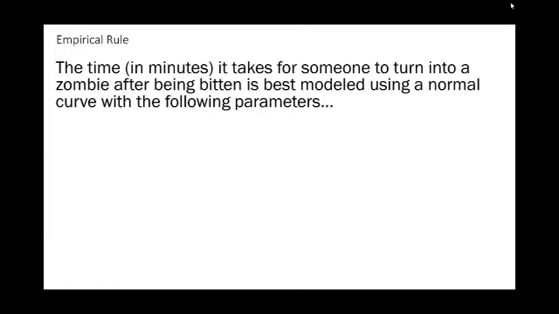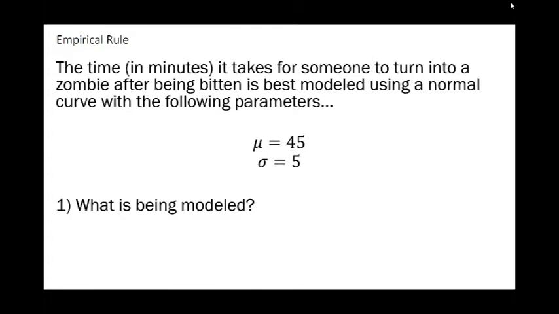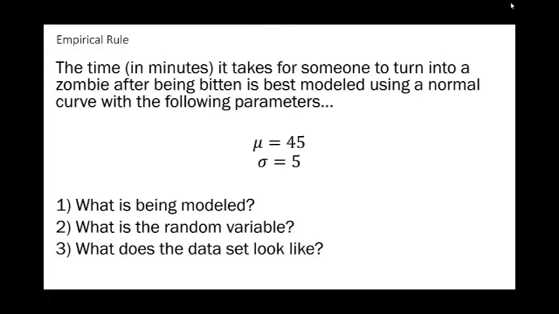The time in minutes it takes for someone to turn into a zombie after being bitten is best modeled using a normal curve with the following parameters: mu equals 45, standard deviation equals 5. Three questions. What is being modeled? What is the random variable? What does the data set look like?